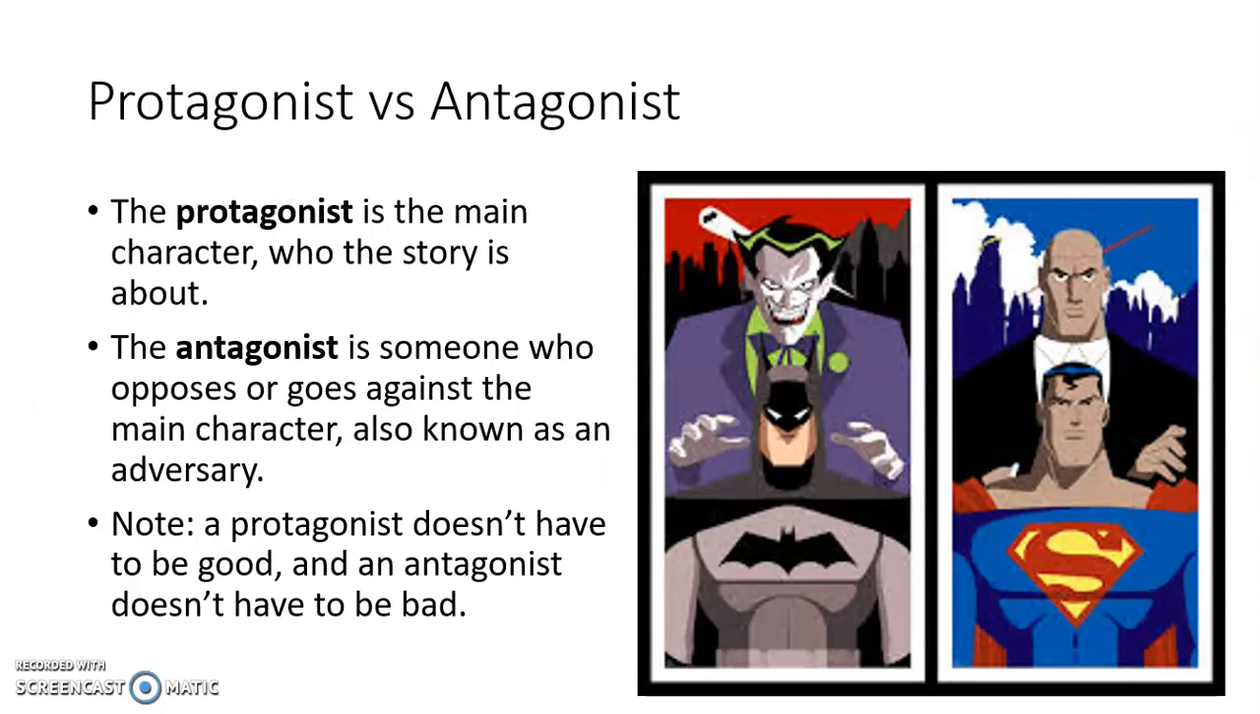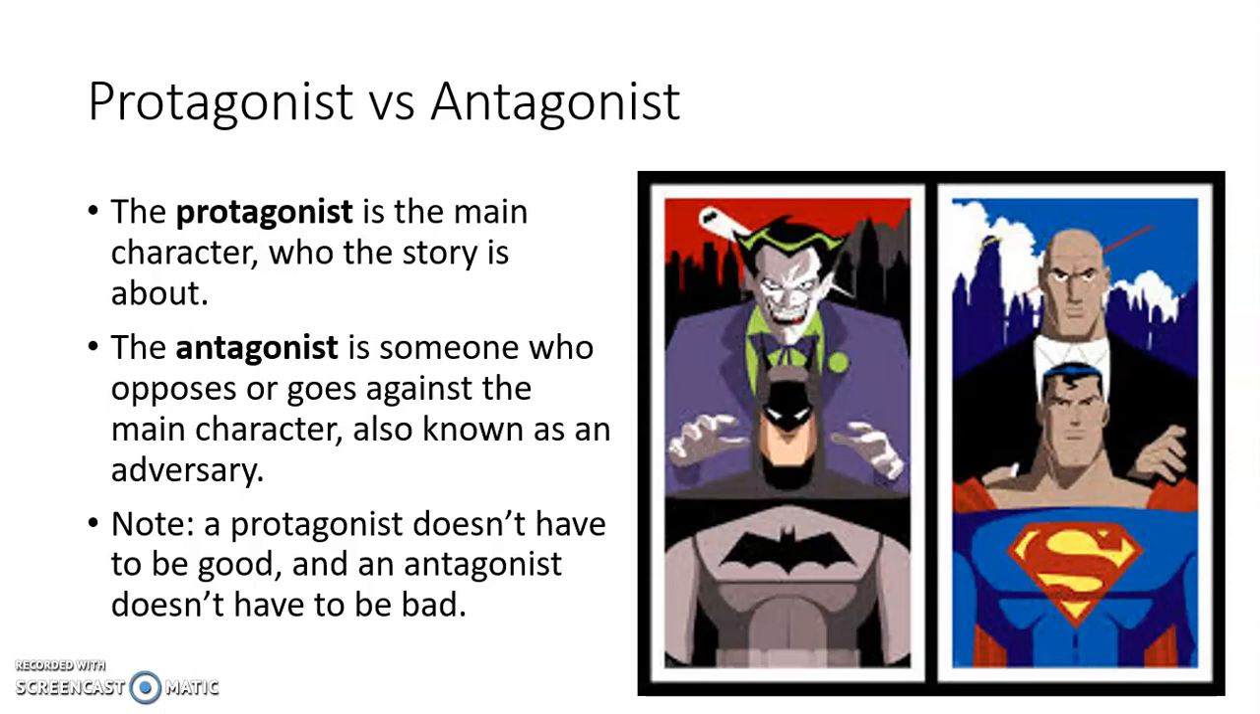In your stories in literature, you typically have a protagonist and an antagonist. A protagonist is the main character. This is who the story is about. An antagonist is someone who opposes or goes against the main character. They are also known as an adversary.